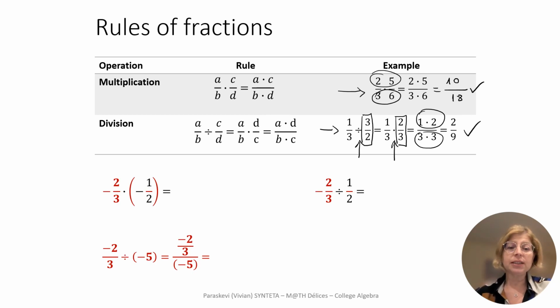Let's see some more advanced examples where we have also the signs to handle, so we should train a little bit more with the signs at the same time. Here we have a multiplication between two fractions that have the same sign, so the result will be a plus. And then in order to proceed with the multiplication, we just have to multiply the top parts, so 2 times 1 will give us 2, over 3 times 2, 6. So this is the result by applying the rules of signs and the rules of fractions together.